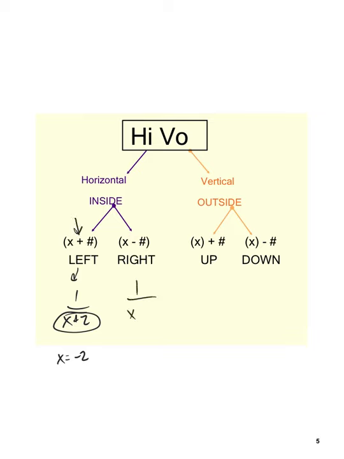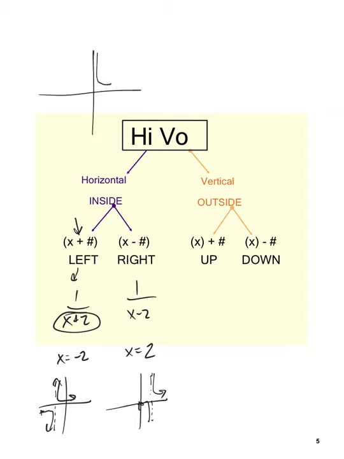And similarly, if we were to subtract 2, now our vertical asymptote would be at x equals 2. That means that this would be moved 2 to the right instead of 2 to the left. Because here's our vertical asymptote at negative 2, here's our vertical asymptote at 2. So that's again being moved to the left or the right, knowing that our parent function for 1 over x looks like that.